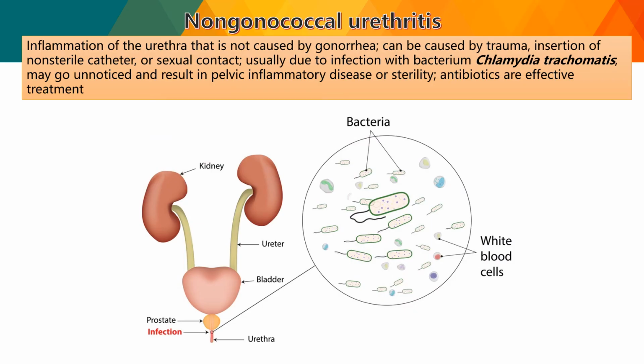So, another type of STD is the nongonococcal urethritis. So, this is the inflammation of the urethra that is not caused by gonorrhea, but it can be caused by trauma, insertion of non-sterile catheter, or sexual contact. So, usually due to infection with the bacterium Chlamydia trachomatis, it may go unnoticed and result in pelvic inflammatory diseases or sterility, but antibiotics are effective for treatment.